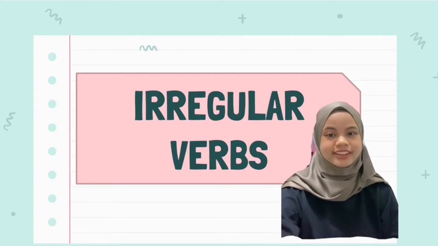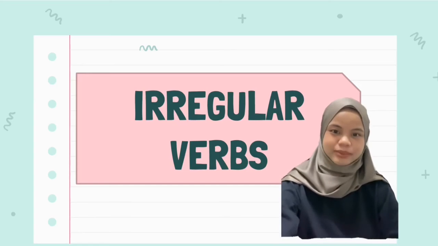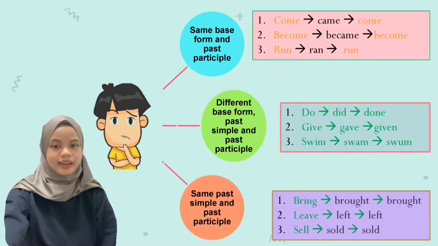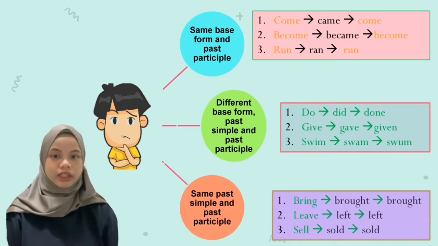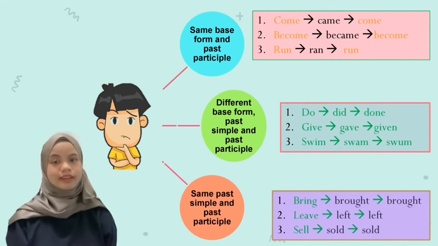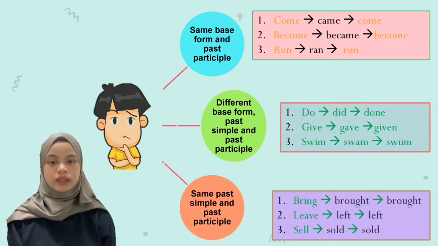Now moving on to the example of irregular verbs. As irregular verbs end in a variety of ways, their forms differ too. In the boxes, we have the verbs in their base form, past tense, and also past participle. In the first box, we have come, came, and come; become, became, and become; run, ran, and run.